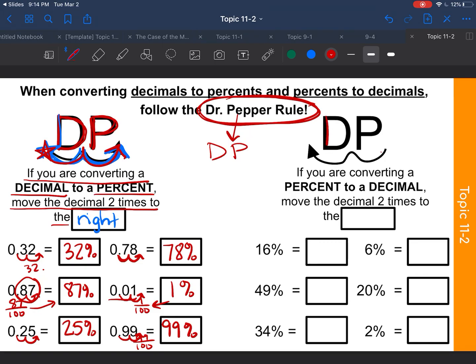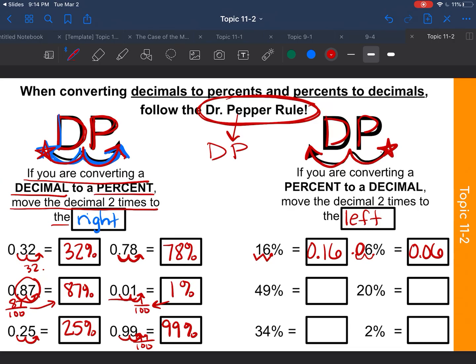And think about it. For the DP, the Dr. Pepper rule, start at percent, move once, twice to the left. So you move the decimal 2 times to the left. So the decimal is right before that percent sign. You move it once, twice. Okay, it's 16 hundredths. Again, same thing with 6%. You move it once, twice. Okay, the decimal's there. There's a 0 right before that 6, so it's 6 hundredths like that.